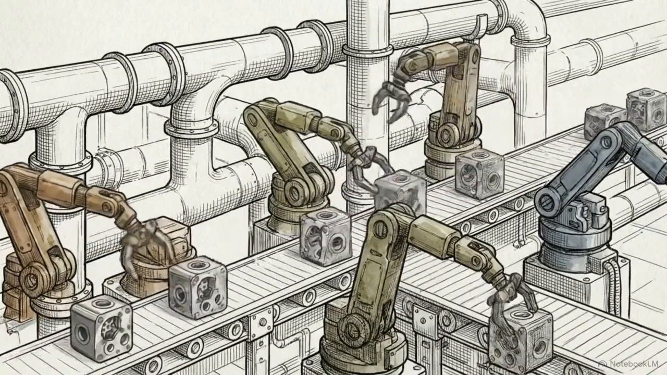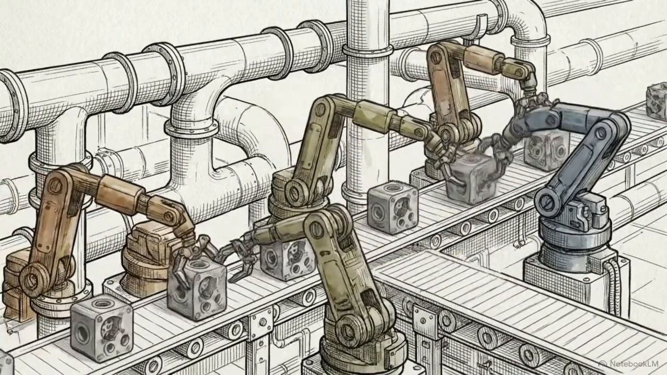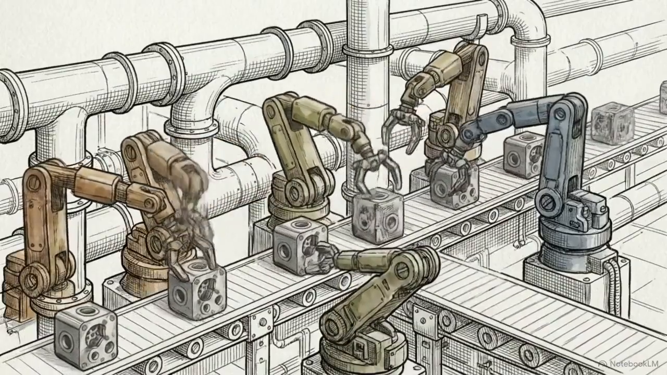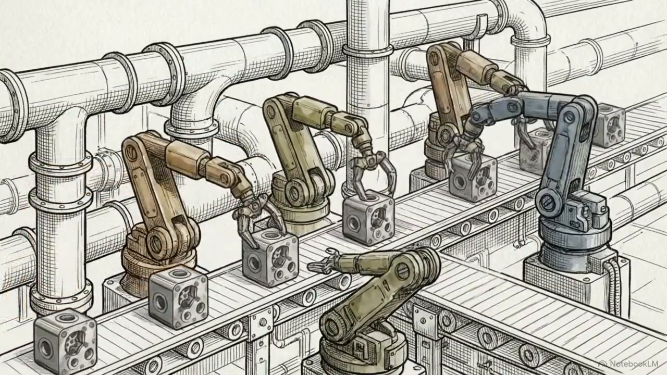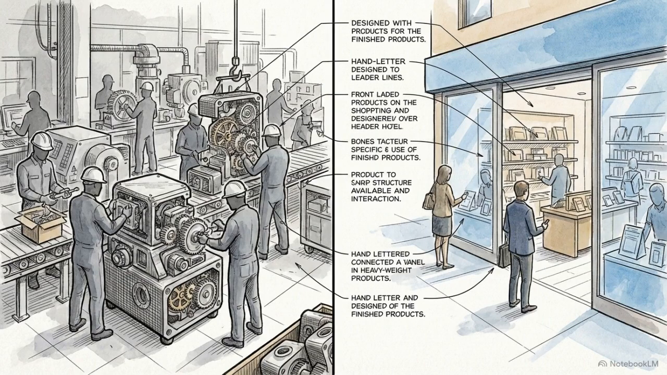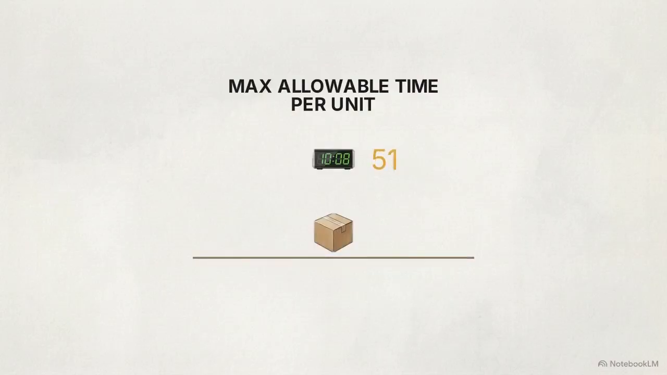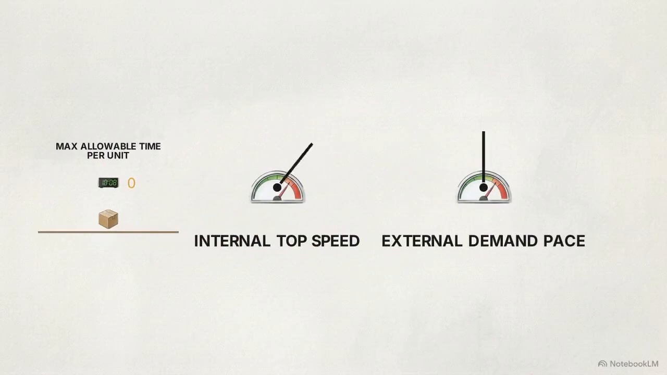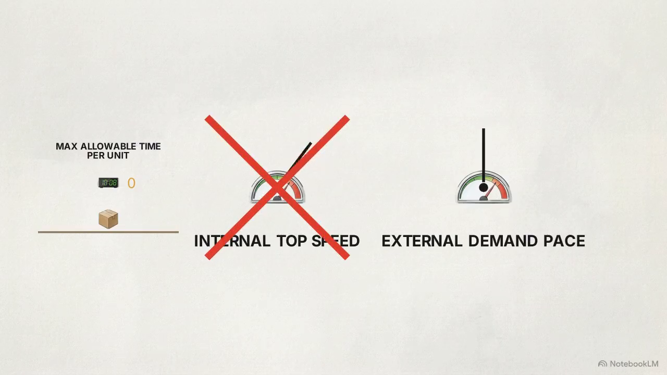Industrial manufacturing faces a constant, unforgiving problem: how to synchronize the physical output of a factory floor with the unpredictable desires of the market. To bridge the gap between internal production and external consumption, lean methodology relies on a single definitive metric known as takt time. Takt time dictates the maximum allowable time a system has to produce one unit. It does not measure the top speed a machine can achieve. It calculates the exact pace the system must maintain to satisfy demand.